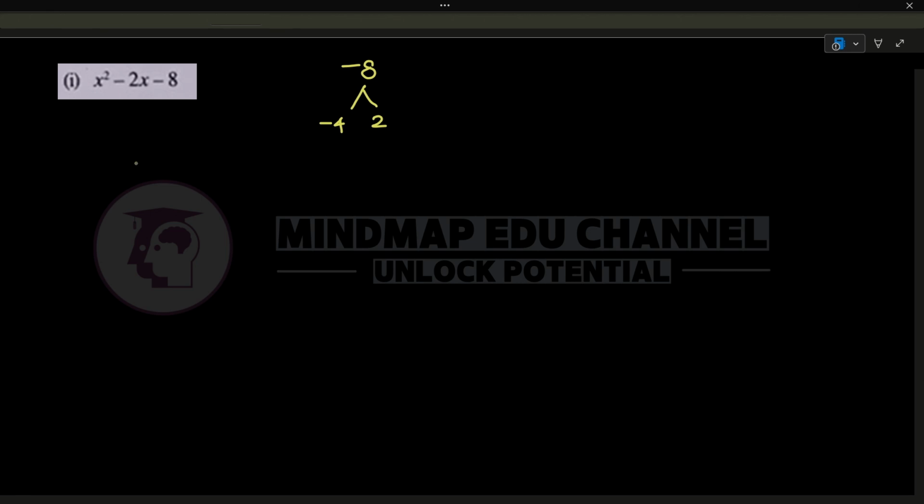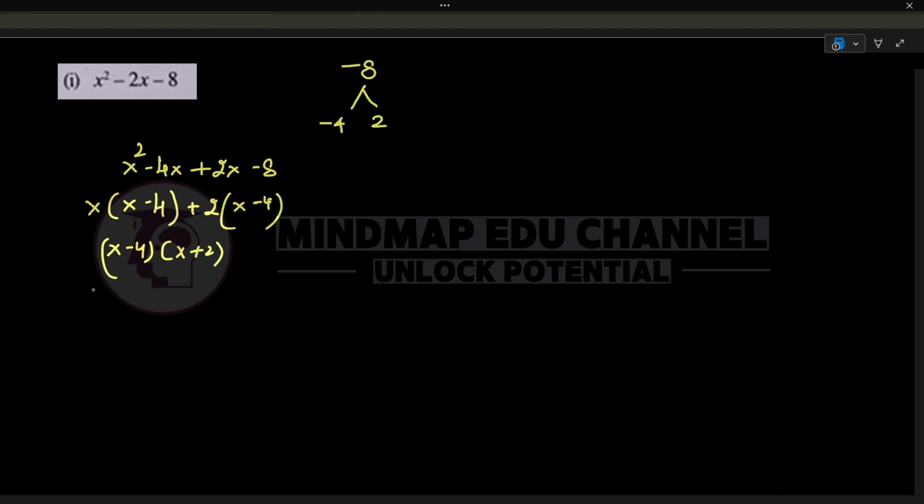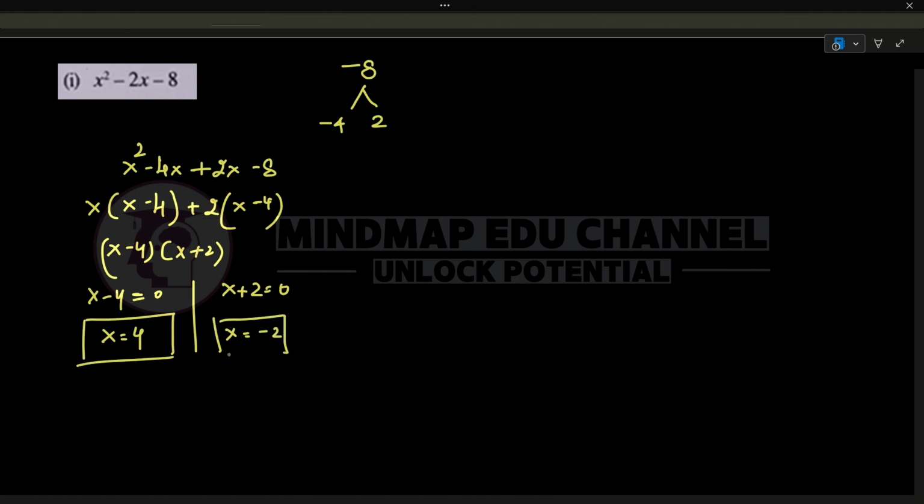So let's write here x square minus 4x plus 2x minus 8. Let's take x common. So x into x minus 4 plus let's take 2 common here. In the bracket we are left with x minus 4. So x minus 4 and x plus 2. Equate these two factors to 0. So here we will get x plus 2 equals to 0. So x is equal to 4 and x is equal to minus 2. So 4 and minus 2 are the two zeros for this polynomial.